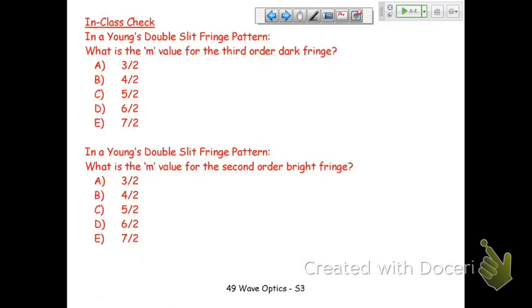So Young's double slit fringe pattern. What is the m value for the third order fringe? I don't know if you got one, probably no one got one, so it's haphazard at the minute, so I'll just do these. So Young's double slit fringe pattern, what is the m value for the third order dark fringe? Remember, it goes brightness, darkness, there's your zeroth order. Brightness, darkness, there's your first order. Brightness, darkness, there's your first, second, third. And they want the third order dark fringe.